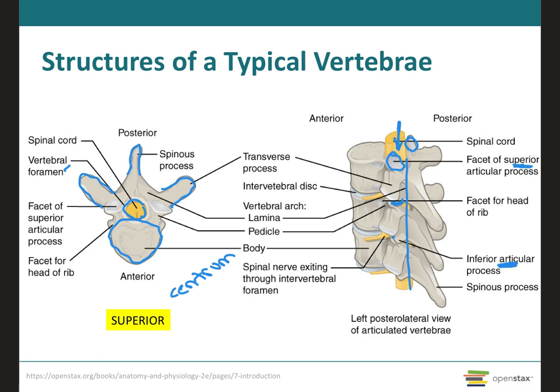The inferior articular facet of the vertebrae on top will articulate with the superior articular facet of the vertebrae underneath. And in this way, they will stack on one another.